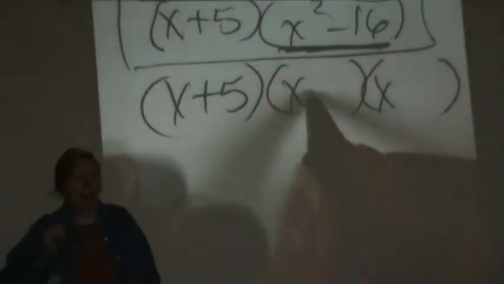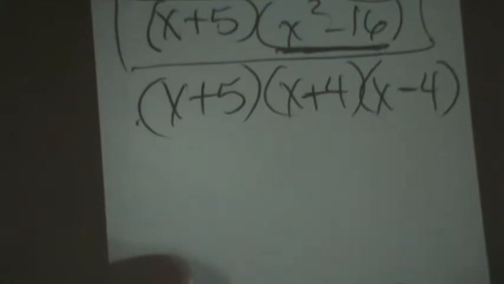Uh-oh, we're not done. I circled it like we were done, but we're not. What's x squared minus 16? Difference of squares: x plus 4, x minus 4. So you have to keep checking to make sure that you can't factor anymore. Now nothing can factor anymore, so now you're done.